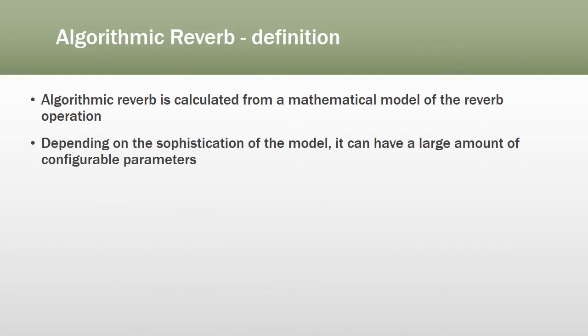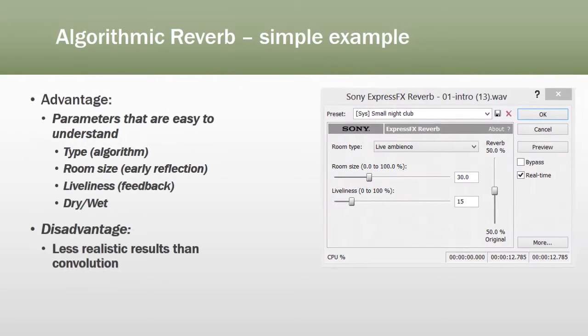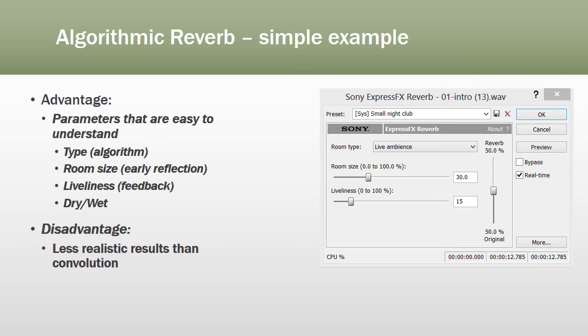What is algorithmic reverb? Algorithmic reverb is a calculation from a mathematical model of the reverb operation itself. Depending on the sophistication of the model, it can have a large amount of configurable parameters. Let's see a simple example first.